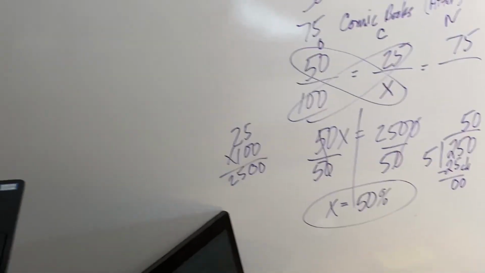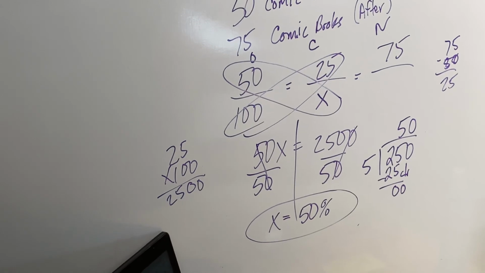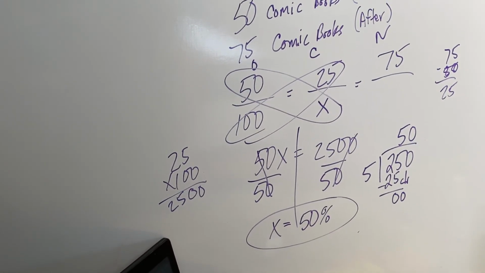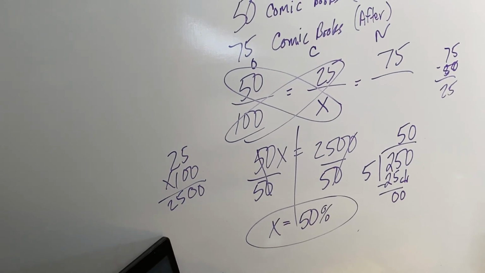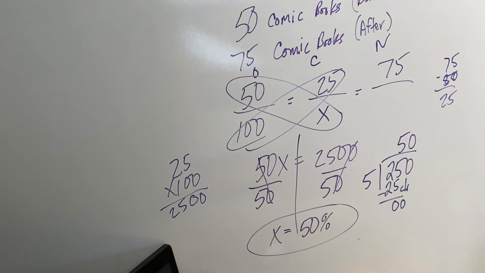And I wanted to just show you that because I obviously ran off the page. So you take a look at there, and I got rid of the 50, and then I divided it on the other side, and then divided the 5 into the 250 because I canceled the zeros, and you get 50%.